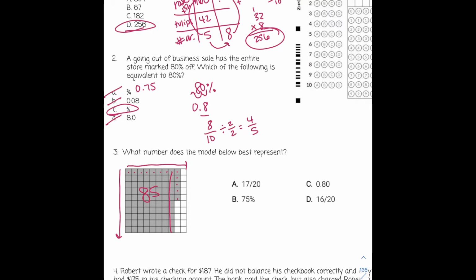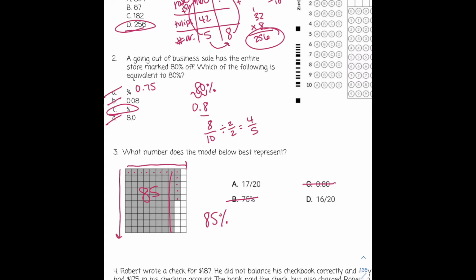So if it's 85 out of 100, that is 85%. Not 75%, not 80 out of 100. It's 85 out of 100. So we need to know, is 17/20ths or 16/20ths equal to 85%?